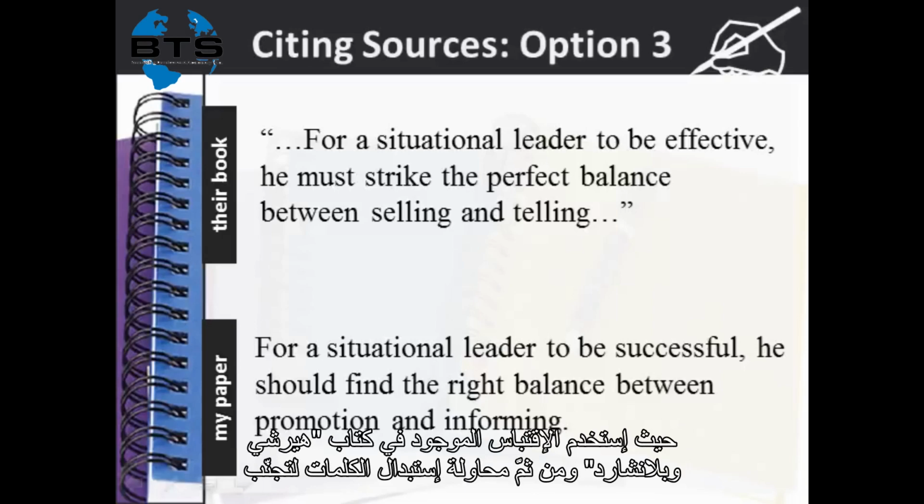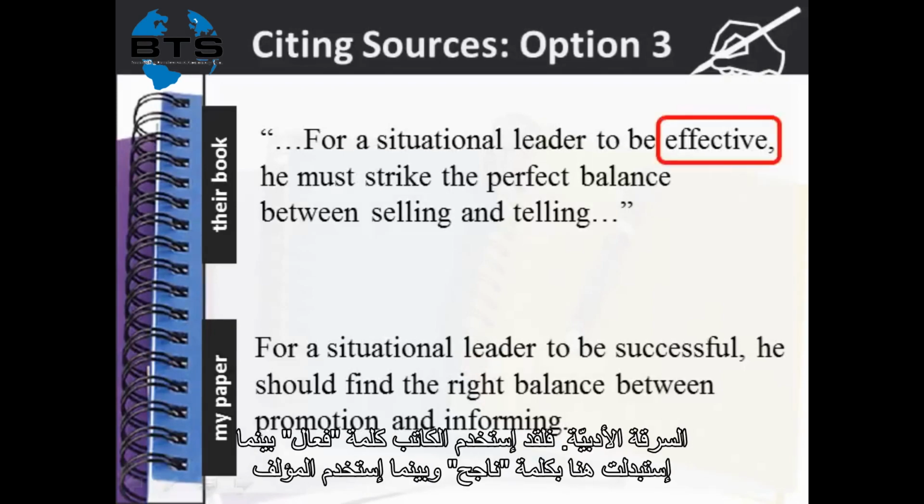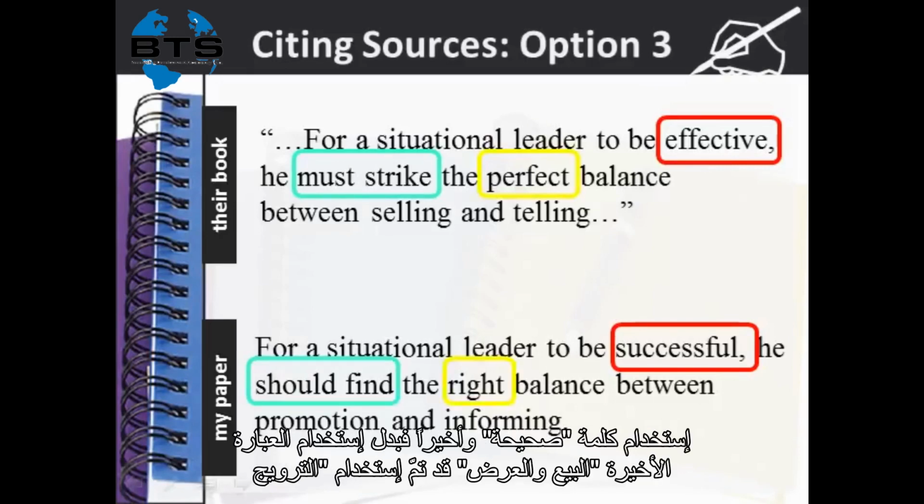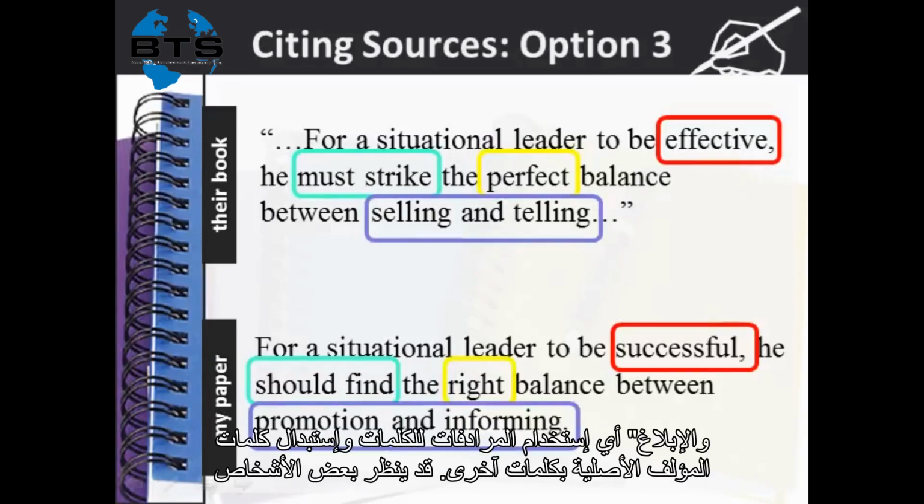You'll notice what the author of the paper has done is taken the quote from the book as it appears from Hershey and Blanchard's words and tried to swap out the words in order to avoid plagiarism. And so where the original author used the word effective, now in this paper I've chosen the word successful. Where the original author said he must strike, I've put in here should find. Instead of saying the perfect balance, this author is saying the right balance. And then finally, instead of saying selling and telling, we swapped that out to be promotion and informing.